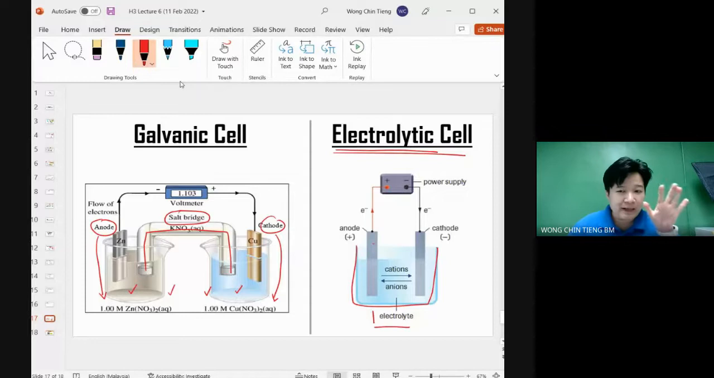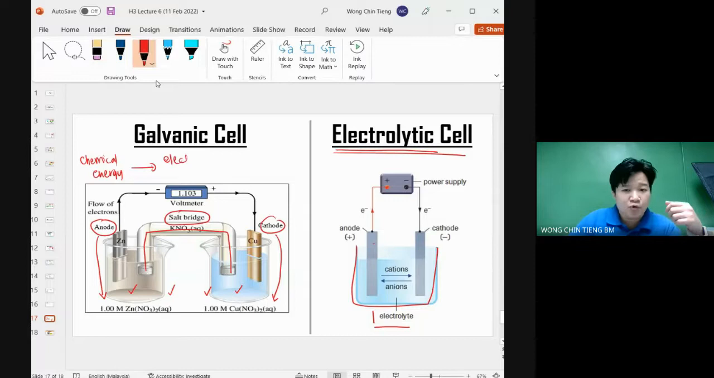Dan yang kedua dari segi teorinya, your galvanic cell is changing your chemical energy, alright, we are doing the chemical reaction changing to your electrical energy. Sebab tu kita letak voltmeter. Kita nak ukur tenaga banyak mana yang dihasilkan. Electrolytic cell terbalik. Electrolytic cell kita perlukan the electric source. Kita perlukan power supply dan kita tukar kepada chemical energy. Itu beza paling penting.